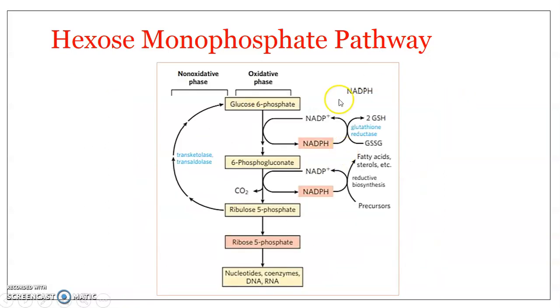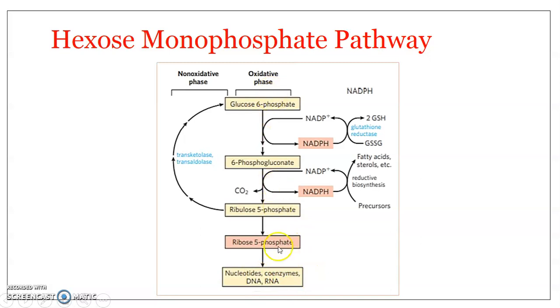So here you can see a summary of the whole thing. Oxidative phase: glucose 6-phosphate to 6-phosphogluconate to ribulose 5-phosphate. Ribulose 5-phosphate will give rise to ribose 5-phosphate and xylulose 5-phosphate. This will enter the non-oxidative phase, where through transketolase and transaldolase it may give back glucose 6-phosphate, re-entering the oxidative phase once again. And ribose 5-phosphate can also become the substrate for the synthesis of nucleotides, nucleic acids, coenzymes, etc.